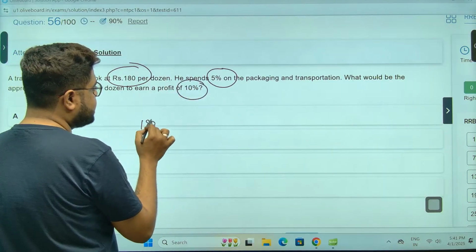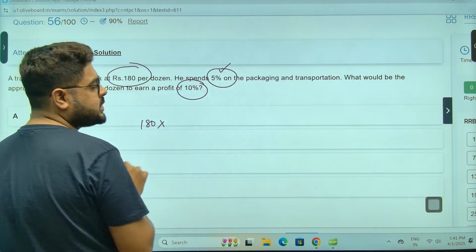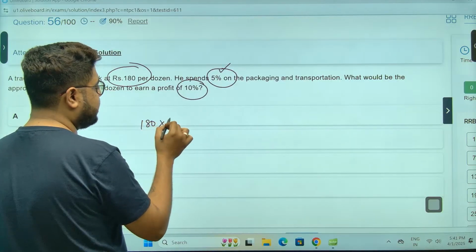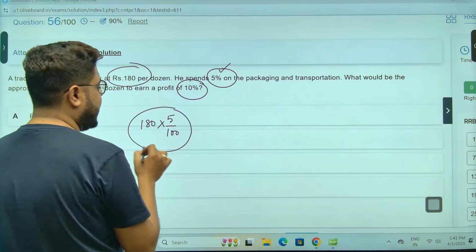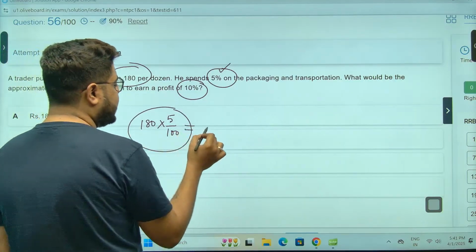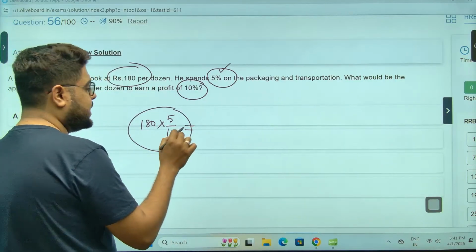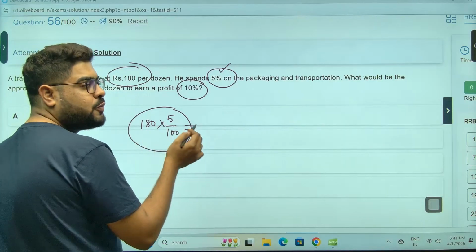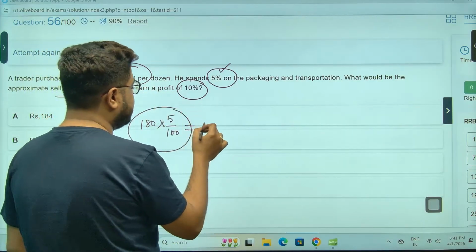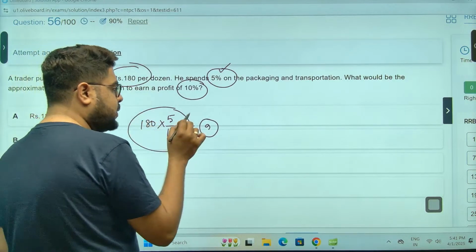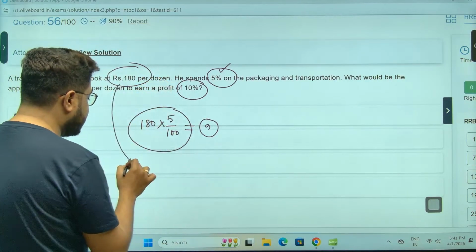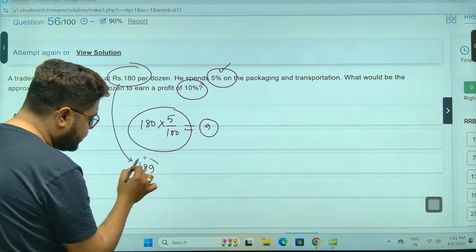Sir, the actual CP is 5% more, sir. 5% more means 5 by 100. 18 into 5 is how much, sir? 18 into 5 is 90, right? That means 9 rupees here. If you add that, the actual CP is 189 rupees.